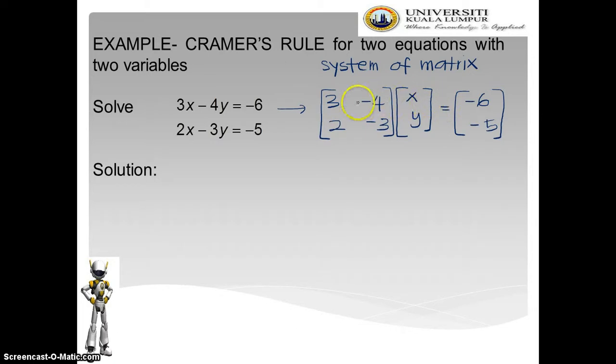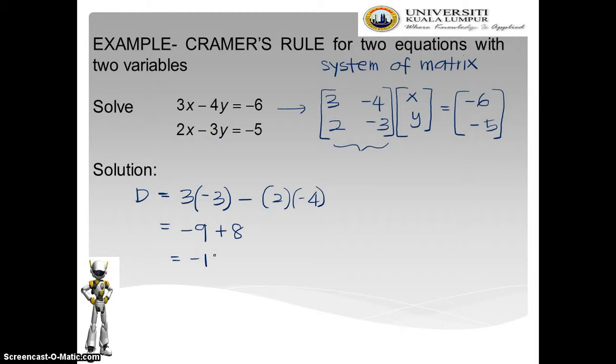So what we have to do is find this determinant. We call it D. This determinant we can find from the previous class. We have the determinant 3 times negative 3 minus 2 times negative 4. Then we get negative 9 plus 8, which gives negative 1. So the determinant of the coefficient matrix is negative 1.